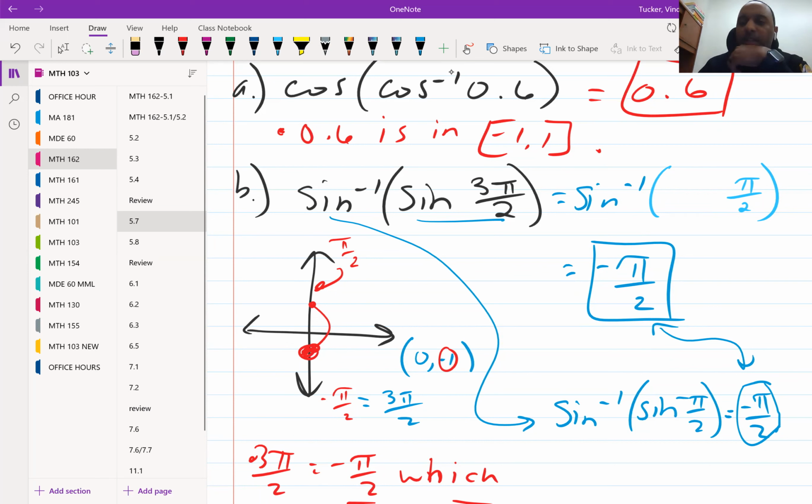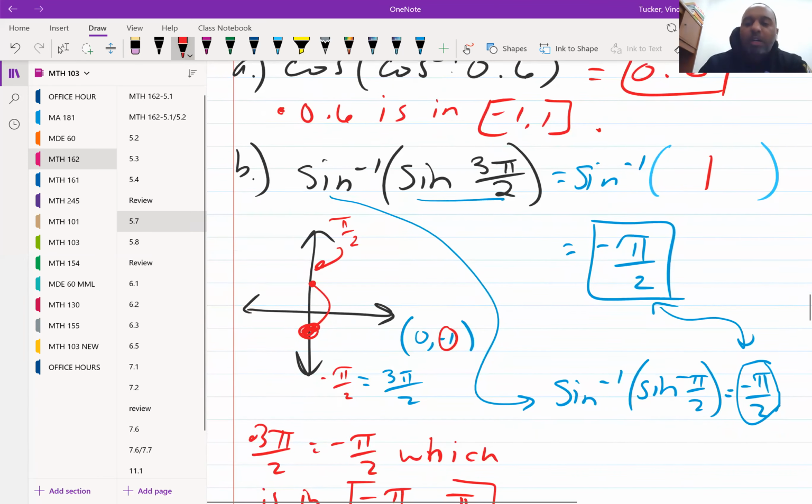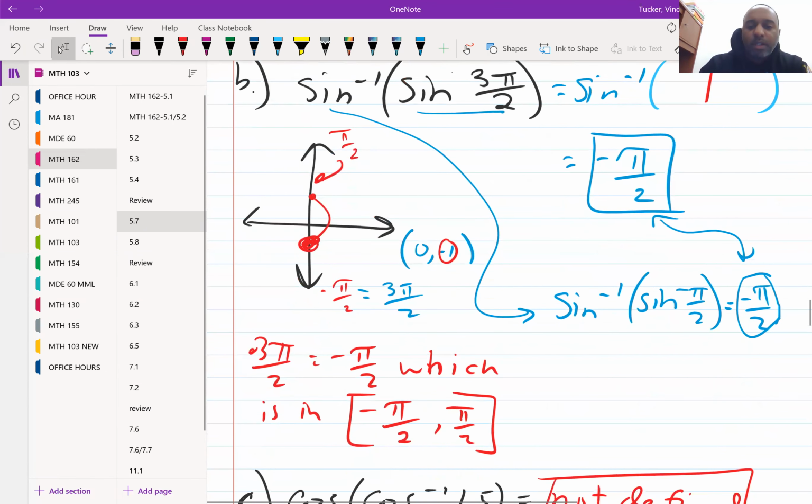I guess I could have updated one. I understand what I was doing there, but it's not necessary. I'll leave that there for right now. But questions on what we did there? That's just another notating that 3 pi over 2, which is negative pi over 2, is in that domain of negative pi over 2 to pi over 2.